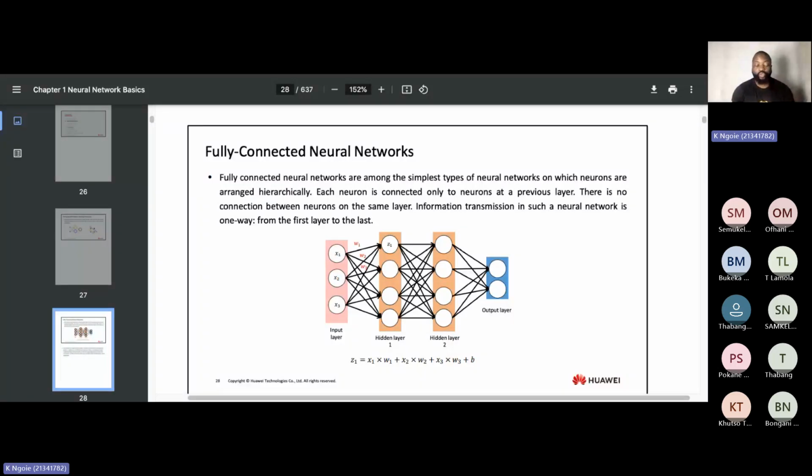So we get to a point where, let's say in this case, we have 3 inputs. So the 3 inputs are what yesterday we called the features. All right. So these are the features. So the first input layer will have all the features, and then we have the hidden layers.